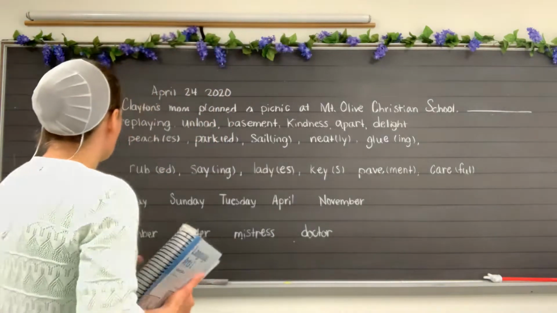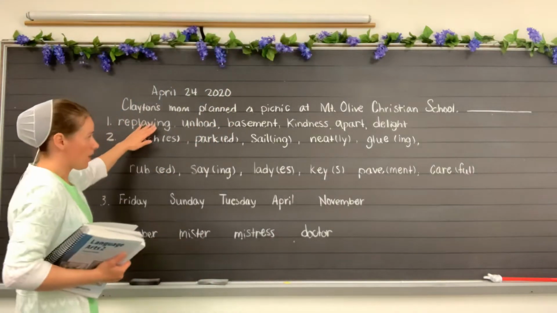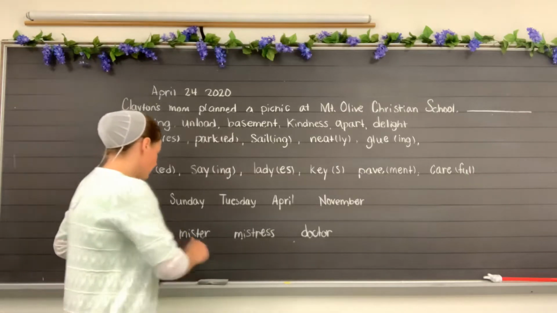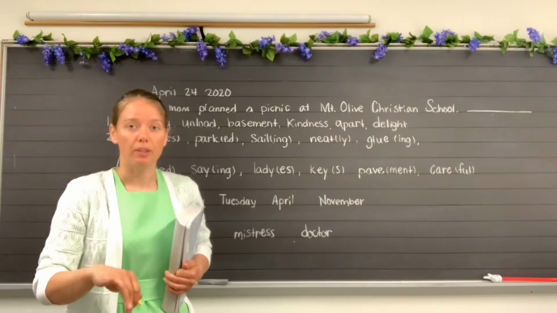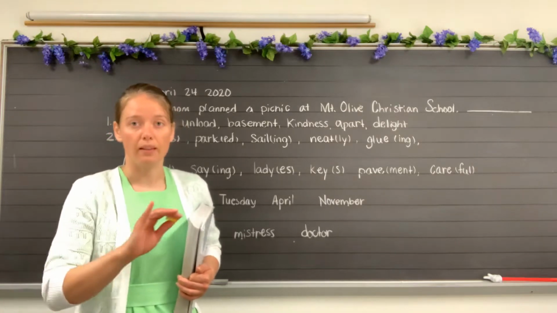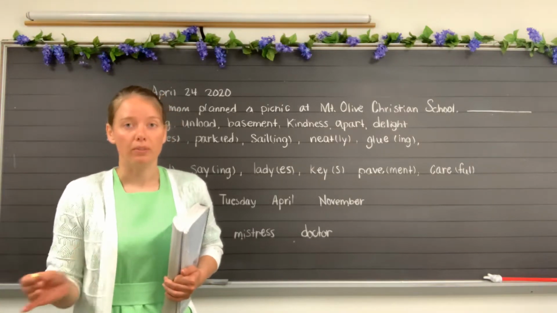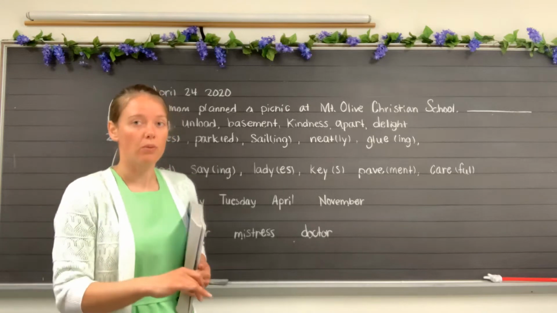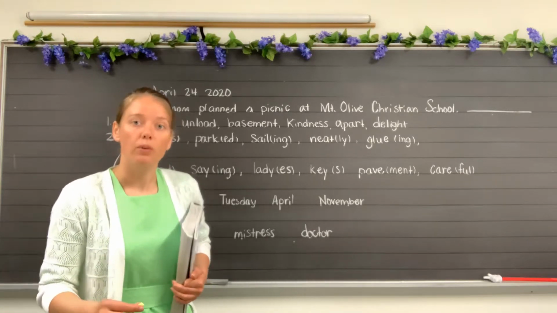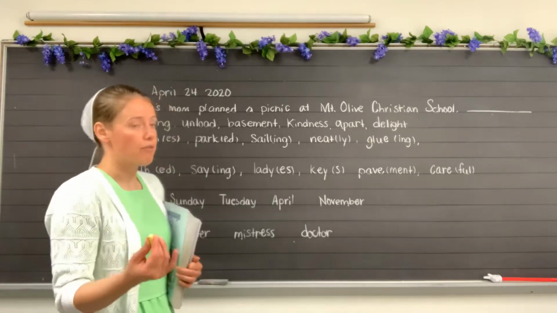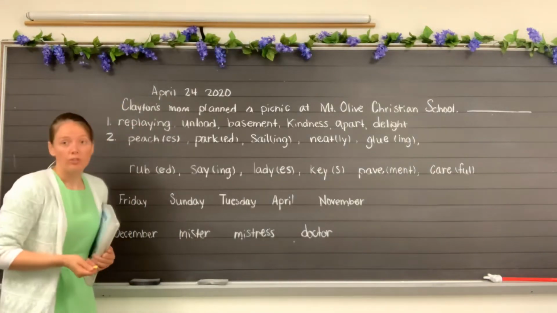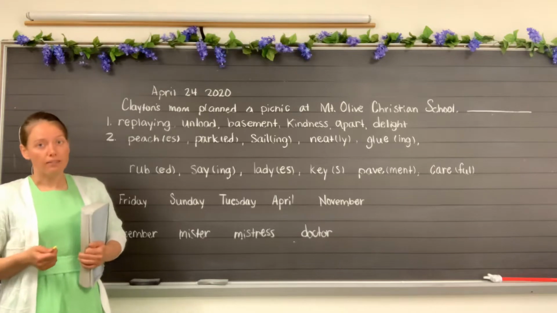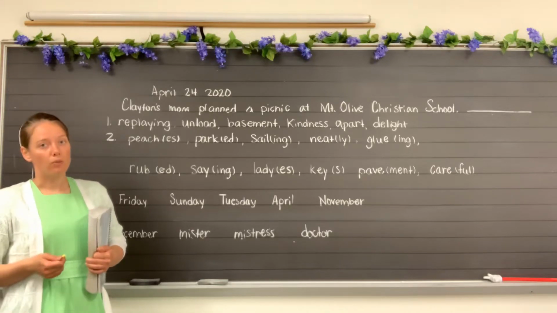We have dividing syllables. So when we divide words, we usually divide between the root word and the prefix and the suffix. The root word is like the main word, and prefixes are letters added before the word, and suffixes are added after the word. Okay, so here we have replay. Some words have prefixes and suffixes, so we need to be careful when we look at them.